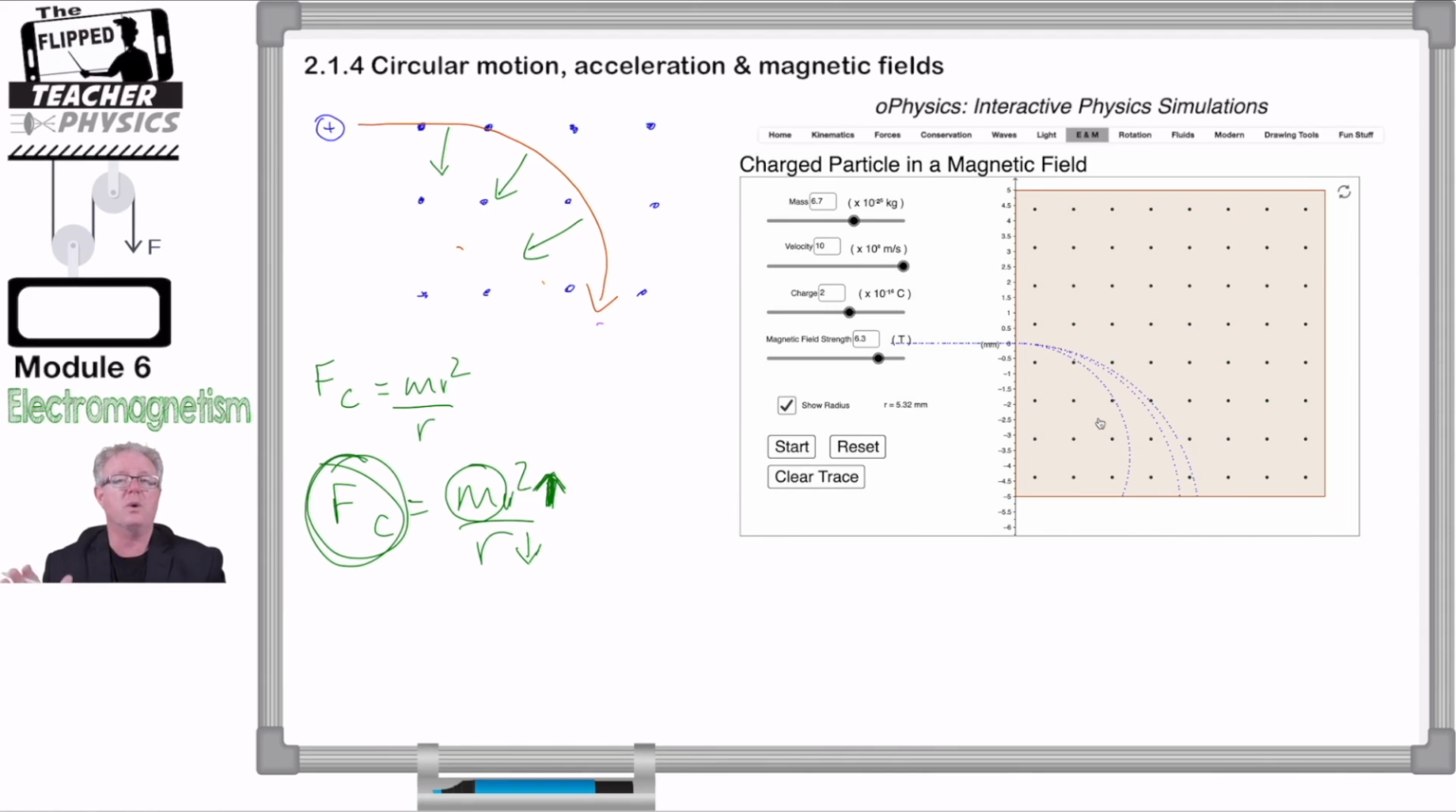Okay, so just a quick recap. We said that charged particles undergo circular motion when they're in a magnetic field. That we related to our circular motion equation, Fc equals mv squared on r. We then looked at some relationships within our formula there by playing with this app and making predictions on the effect of changing variables on the radius, for example. So I want you to go ahead and do that, and I'll see you in the next video.